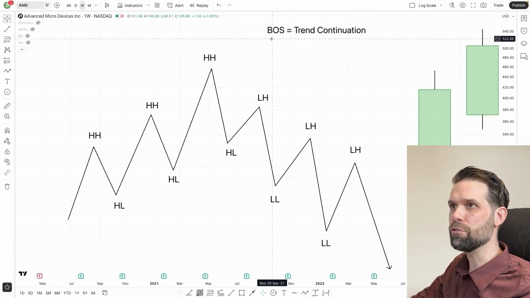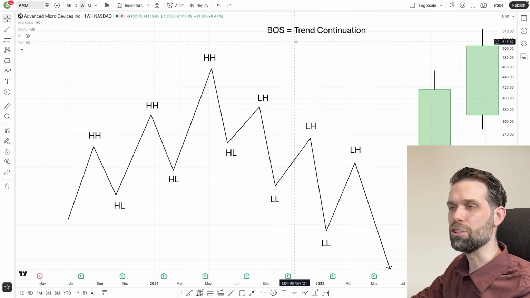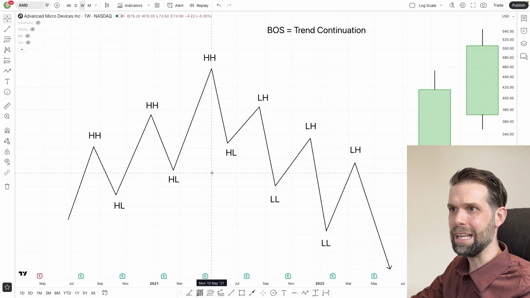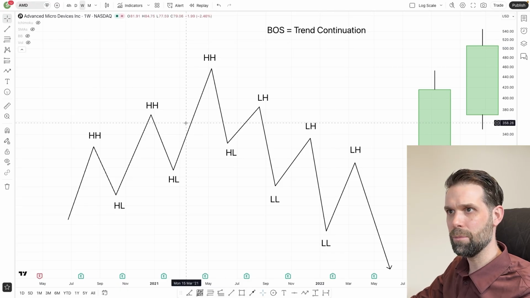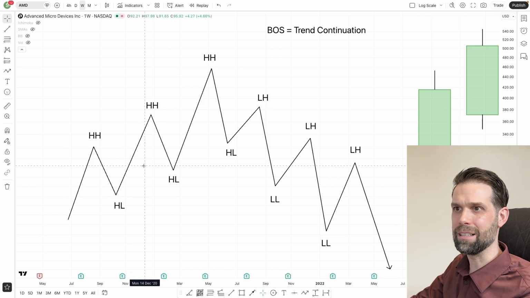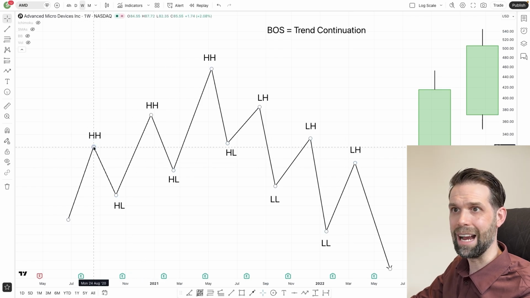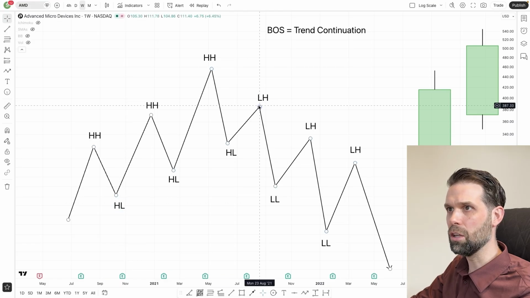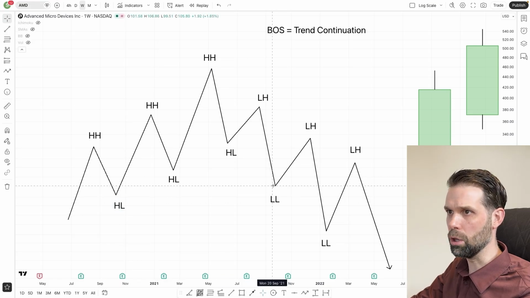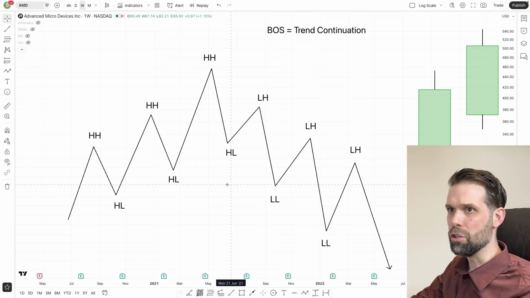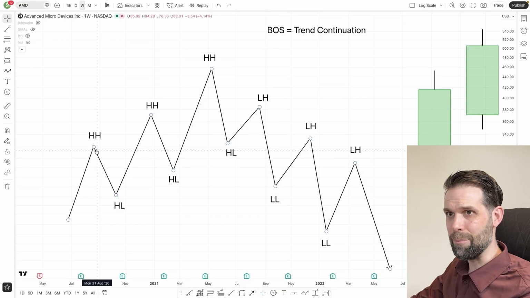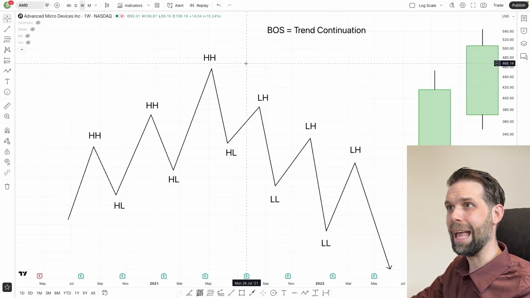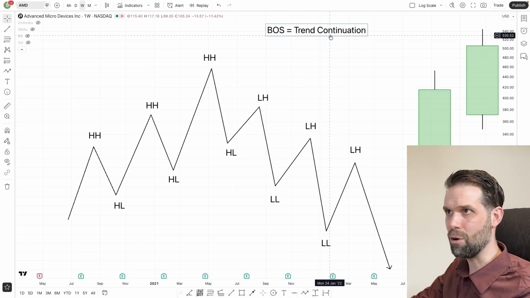So a break of structure, a BOS, what it means is trend continuation. In the market, we have an uptrend and we have a downtrend. On this diagram here, we have the basics of market structure. We have a higher high, which is HH, higher low, HL, and then a lower high, LH, and a lower low, LL. A break of structure happens both in an uptrend and in a downtrend. So it means trend continuation.